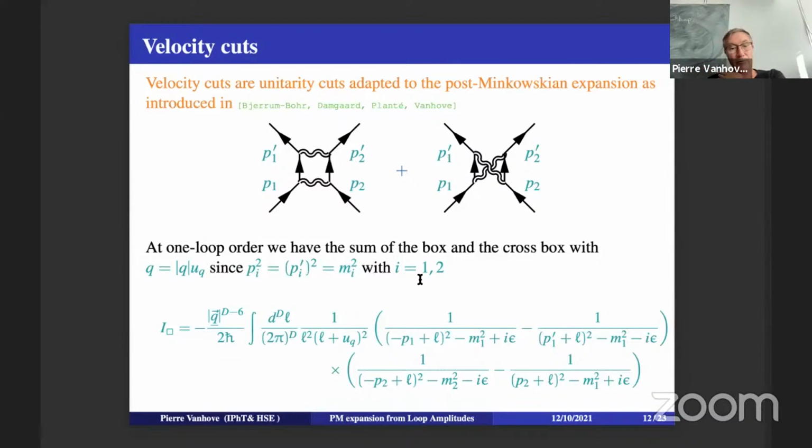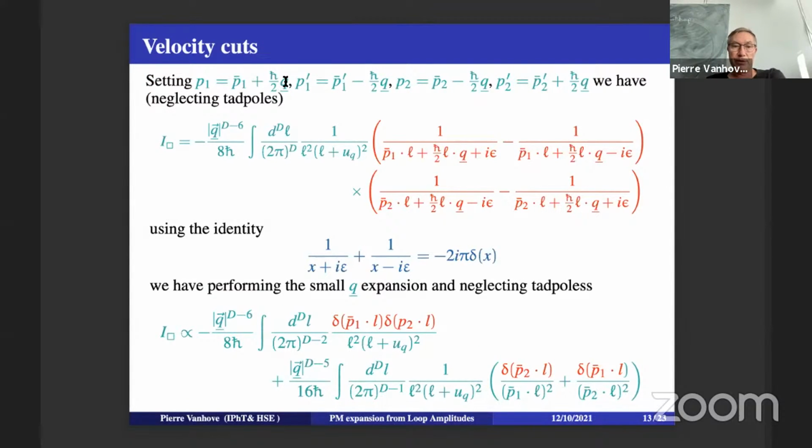First, consider the scalar one. The sum of a scalar box and a cross box, because it's all symmetrical, takes this nice factorized form, P1, P1 prime, P2, P2 prime. Oh, I'm sorry, that should be an M2 here. P2 squared is M2 squared, P2 prime squared, I'm sorry, this is M2 squared. And so the masses are like that. What you do is shift by the momentum transfer, and I neglect the term in L squared in the denominators here, because when you do this small momentum transfer expansion, the L squared will cancel and give you tadpoles, and the tadpoles will never contribute to the classical result.